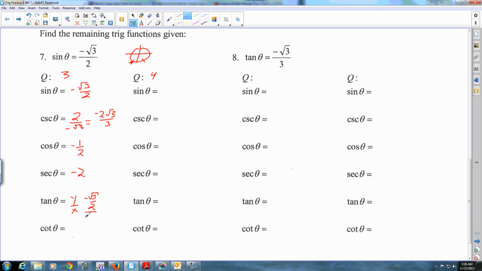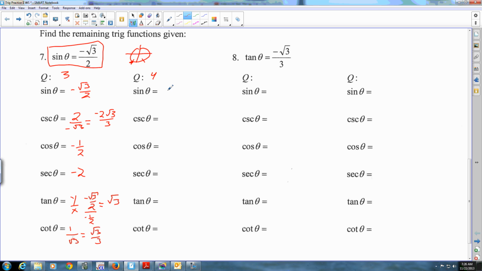And that's going to be over negative a half, multiplied by the reciprocal, and you're going to get square root of 3. Cotangent is the reciprocal of that, so it's 1 over the square root of 3, or positive square root of 3 over 3. The other place, the other set of angles you could have given this information was right here.